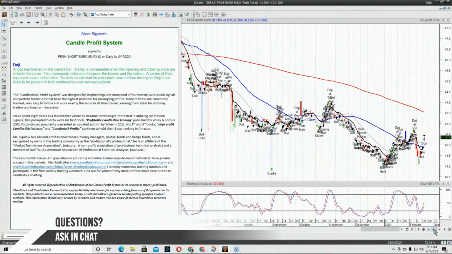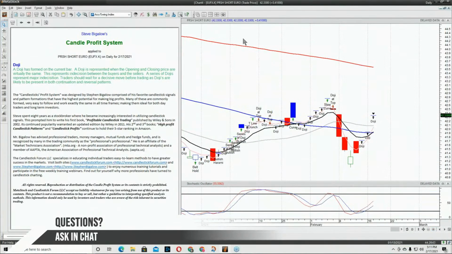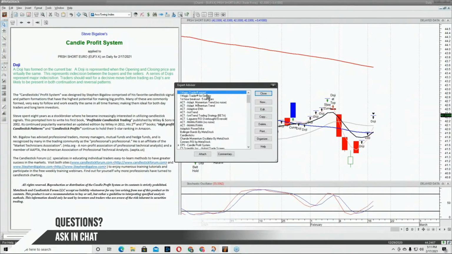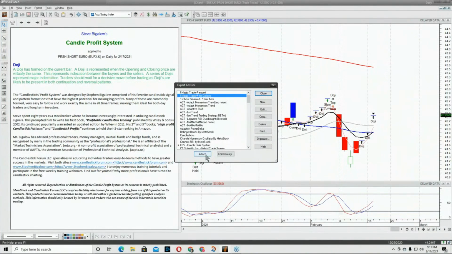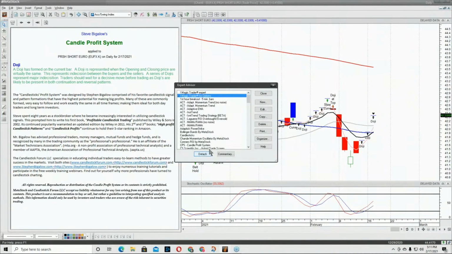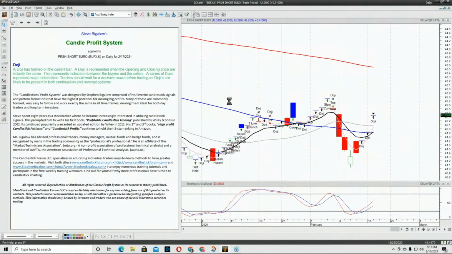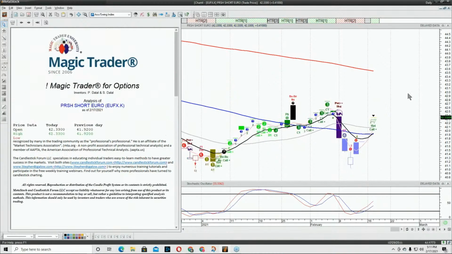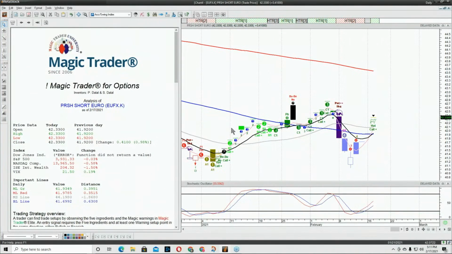Okay, and let me apply the template real quick. Or maybe we just do the expert advisor just to keep it a little bit simpler. So I'm going to do the Magic Trader for options. We'll click attach. Oh, we'll try it again. Attach. Okay, close. And there's your call plus. So this is the Pro Shirt Euro. Right. And that easily we were able to find the optionables.